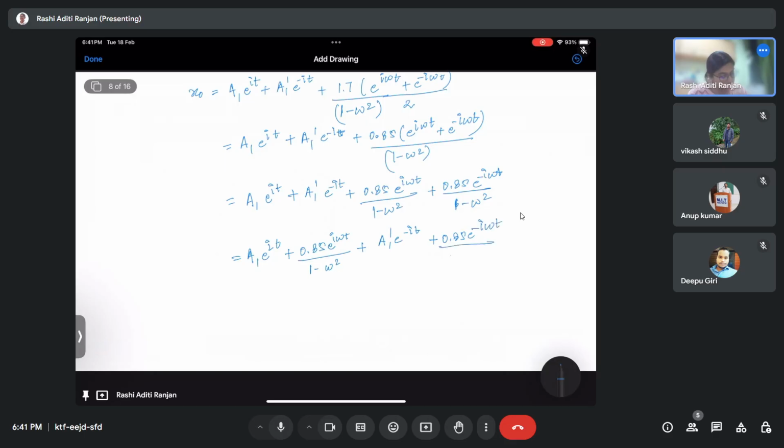Okay. So what you can see, these terms are nothing but the complex conjugate of the first two terms, right? So hence we can write it as, okay. I hope this is clear.